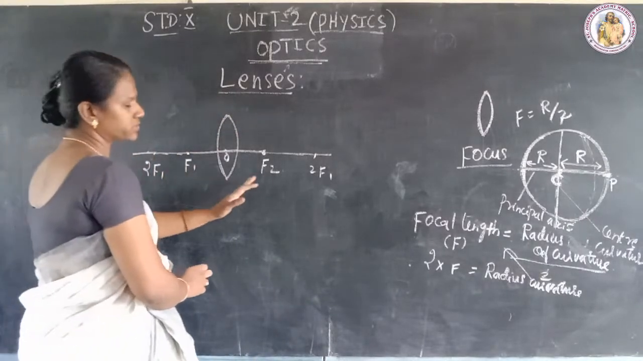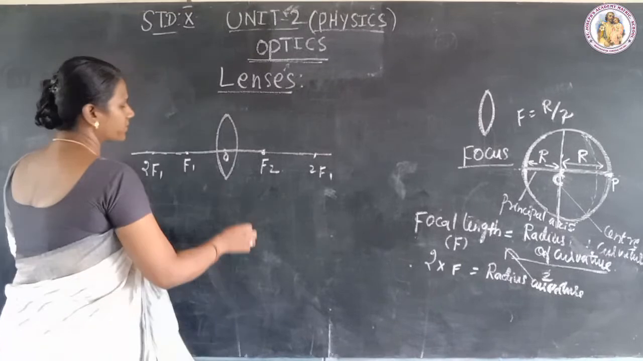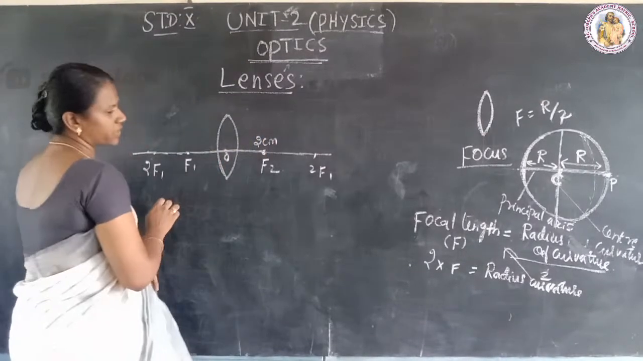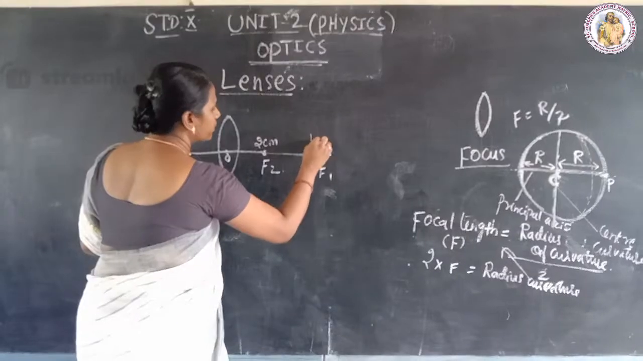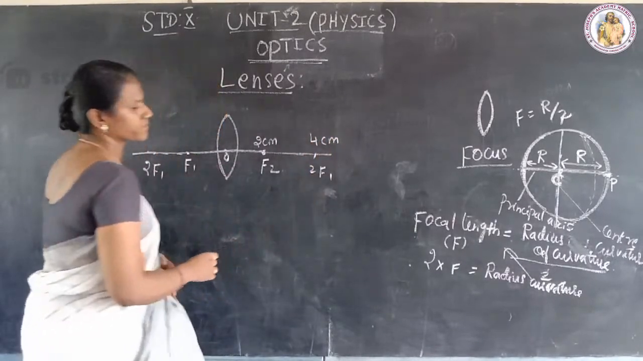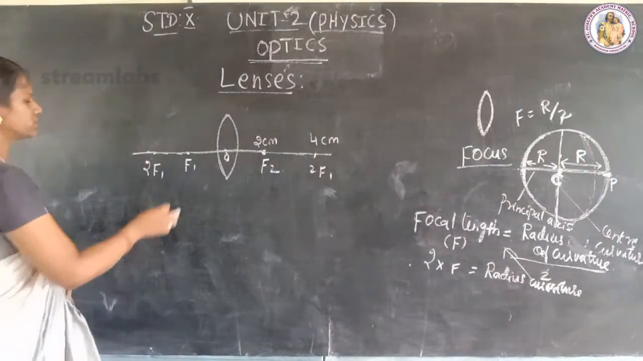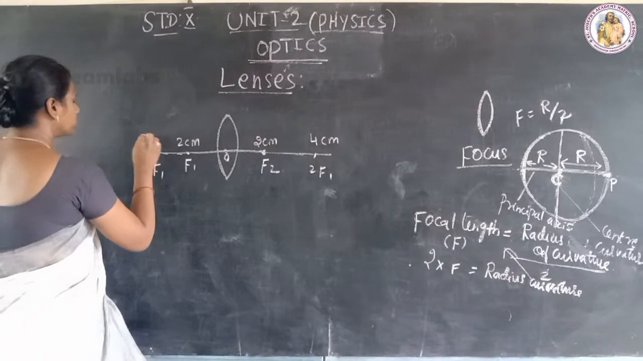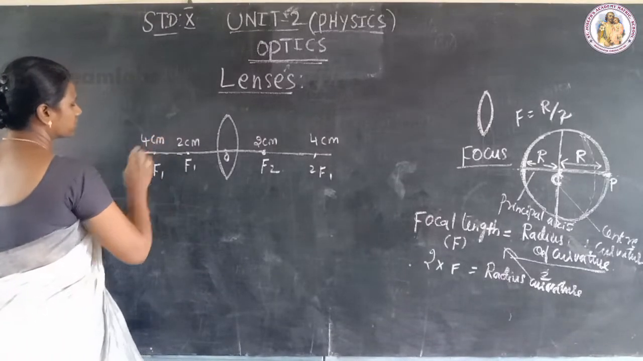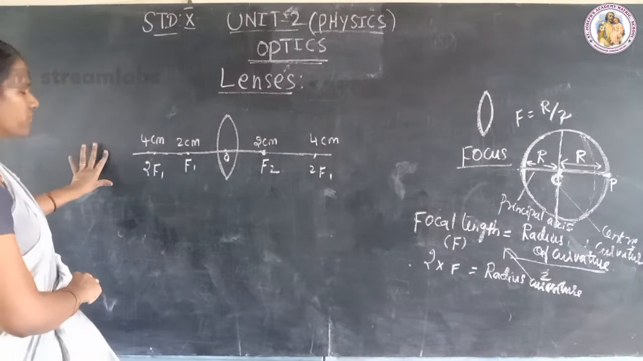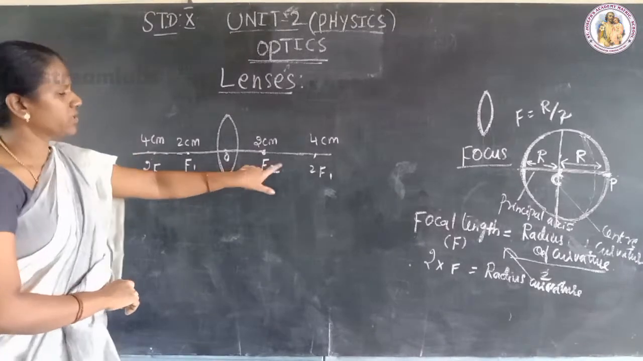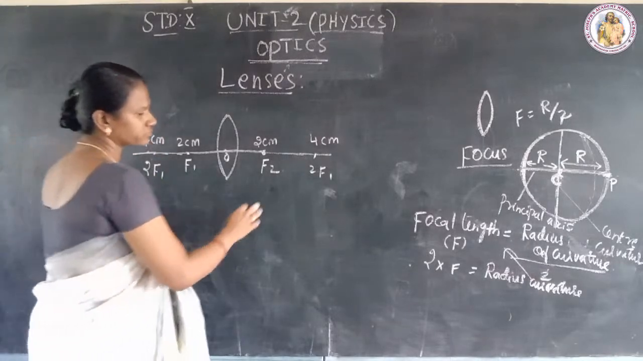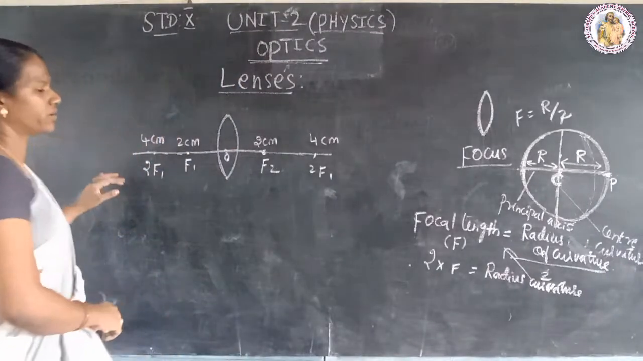If we double this, for example, if the f value is 2 centimeter, what about 2F1? It will be 4 centimeter. This side also, if I take 2 centimeter, it should also be 4 centimeter. If the value of f is 2 centimeter, 2F1 is 4 centimeter. So, radius of curvature.